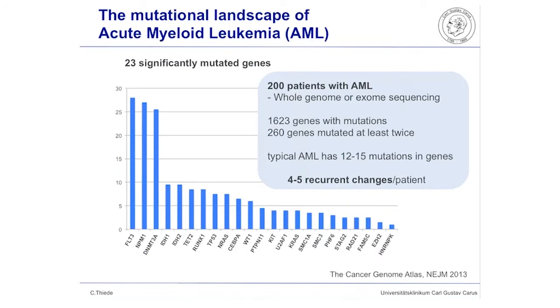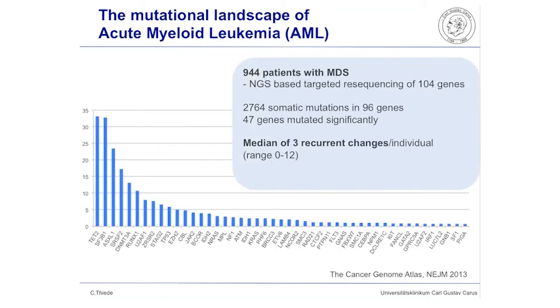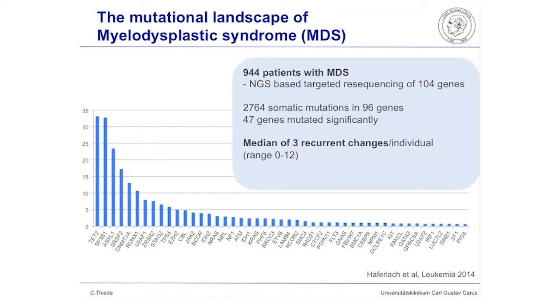In AML and also other diseases, the use of next-generation sequencing has revealed a variety of molecular alterations present in patients. This is the molecular landscape of patients with AML, generated on the basis of more than 200 patients with acute myeloid leukemia based on whole genome or exome sequencing. As you can see, there is a variety of molecular alterations. This only depicts the more frequent ones. A typical AML patient carries about 12 to 15 mutations in genes, and 4 to 5 of these changes are recurrent. A very similar picture can be drawn when you look at myelodysplastic syndrome.